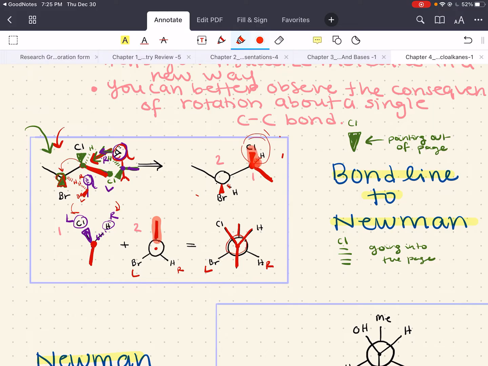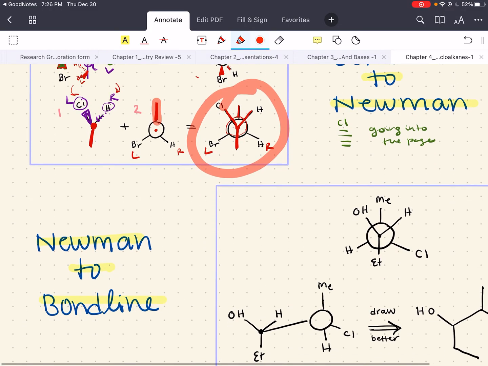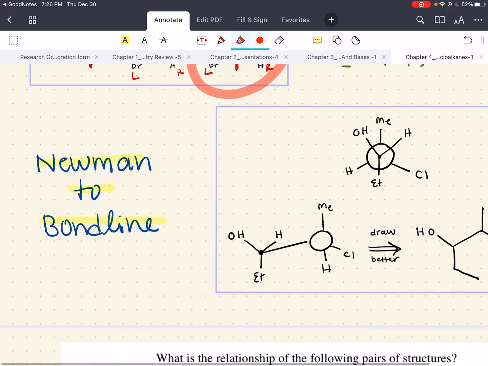We figured out chlorine: if we're looking at it from our side and it's going out of the page, we stick our left hand out of the page, and our hydrogen's going into the page, so we stick our right hand into the page. Now when we're looking at the bromine, we do the same procedure, and we figured out bromine's on the left and hydrogen's on the right. And we were able to convert our bond line into Newman. And don't worry, we'll do even more practice problems here to solidify that.